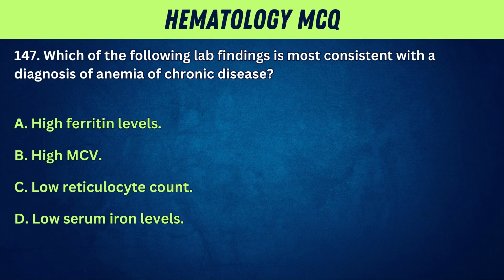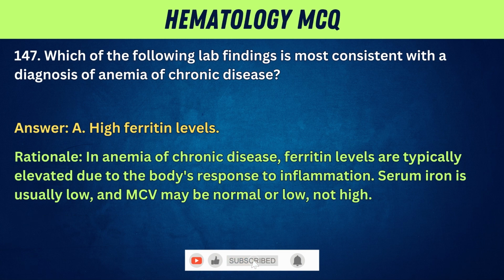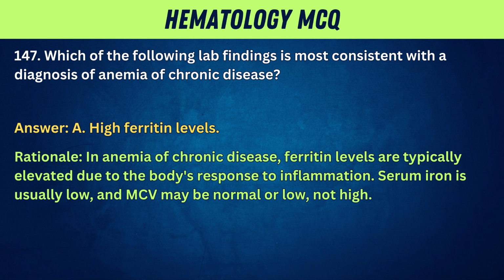147. Which of the following lab findings is most consistent with a diagnosis of anemia of chronic disease? A. High ferritin levels. B. High MCV. C. Low respiratory count. D. Low serum iron levels. Answer: A. High ferritin levels. Rationale: In anemia of chronic disease, ferritin levels are typically elevated due to the body's response to inflammation. Serum iron is usually low, and MCV may be normal or low, not high.